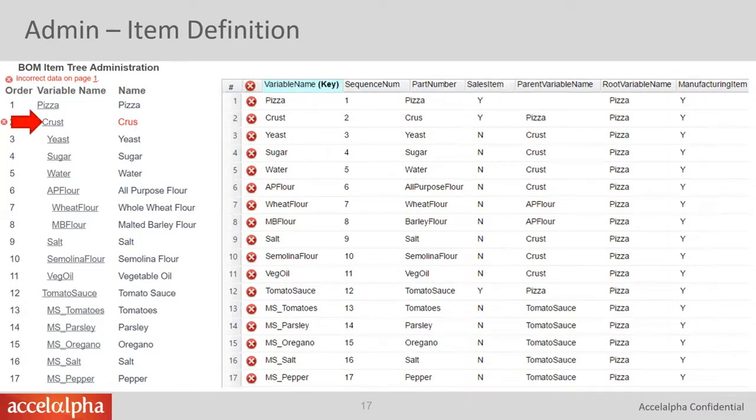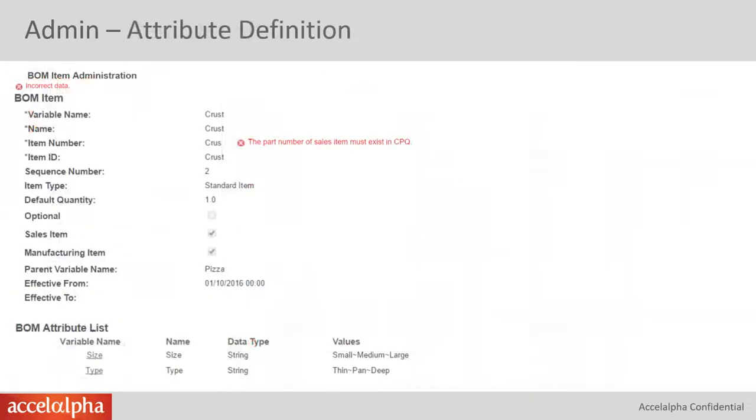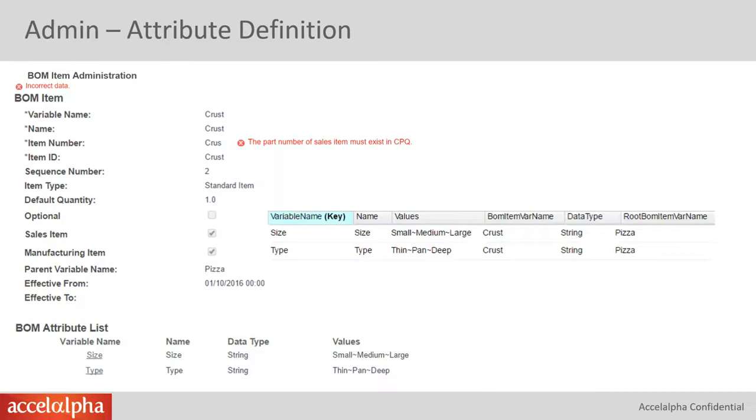Now, if we drill down into crust, we'll see a more detailed description of the error. It says that this part number does not exist, so we fat-fingered that part number. We also see at the bottom any attributes that we defined for this item. If there were any problems with these attributes, we would see them here as errors. Here we have a screenshot of the table. Again, we have a size and type attribute that is related to crust, and we see these two attributes when we're looking at the detail of the crust.